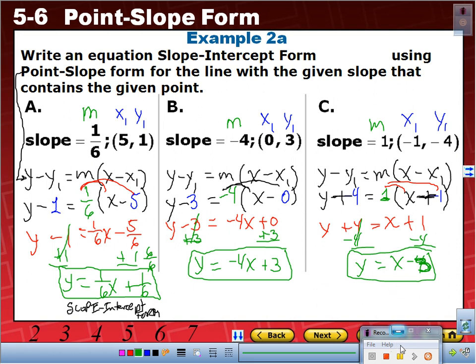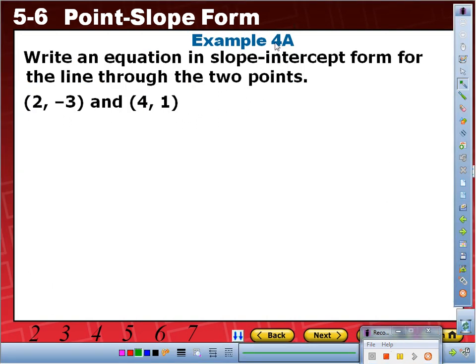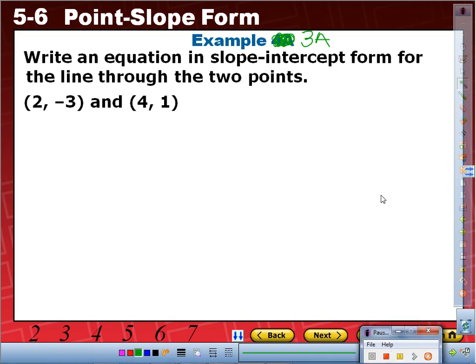Okay? All right. So let's copy this next one down, example 3. All right, copy this one down. This is example 3A. Copy the text, please. This will be our last example. Example 3A. Write an equation in slope-intercept form for the line through the 2 points. They give us 2 points, (2, -3) and (4, 1). Copy that, please. 20 seconds.